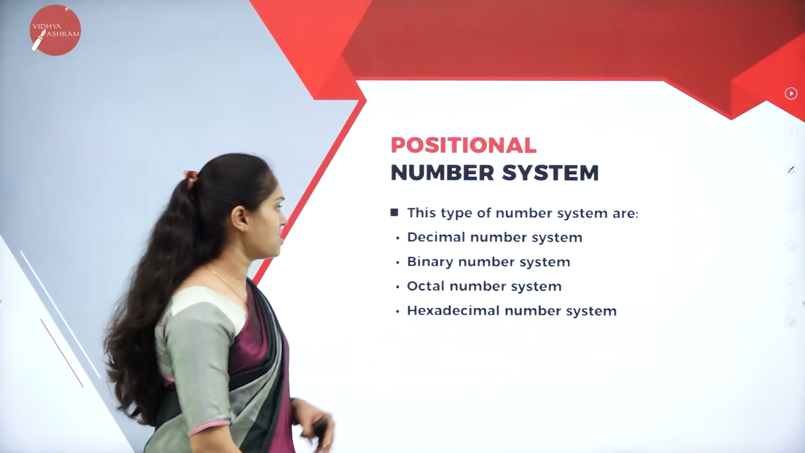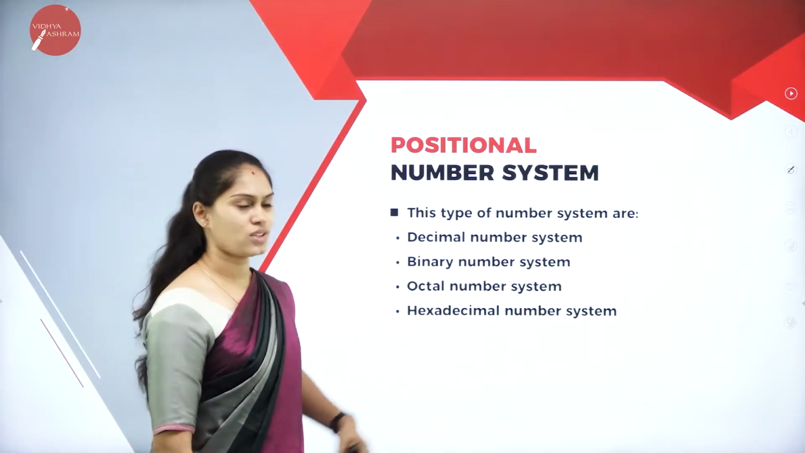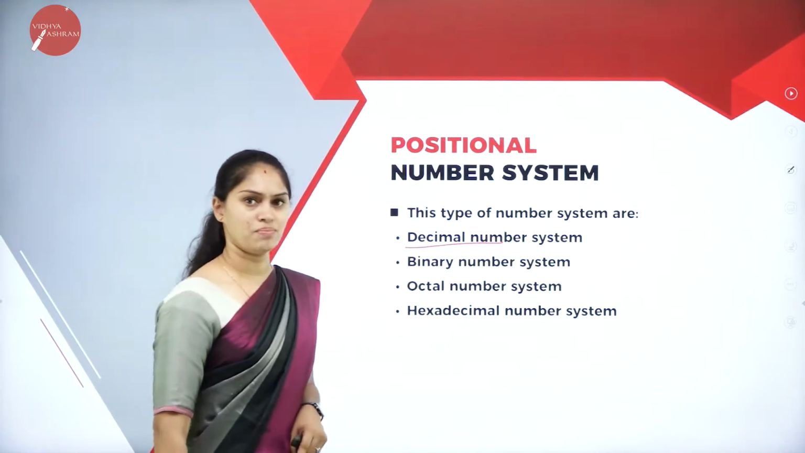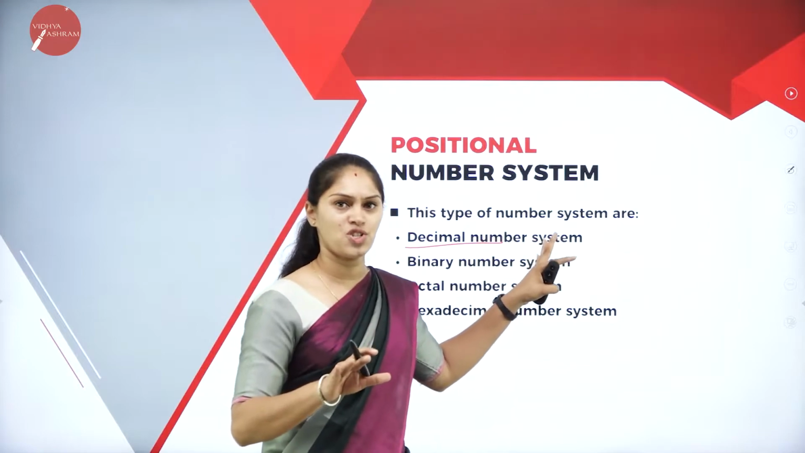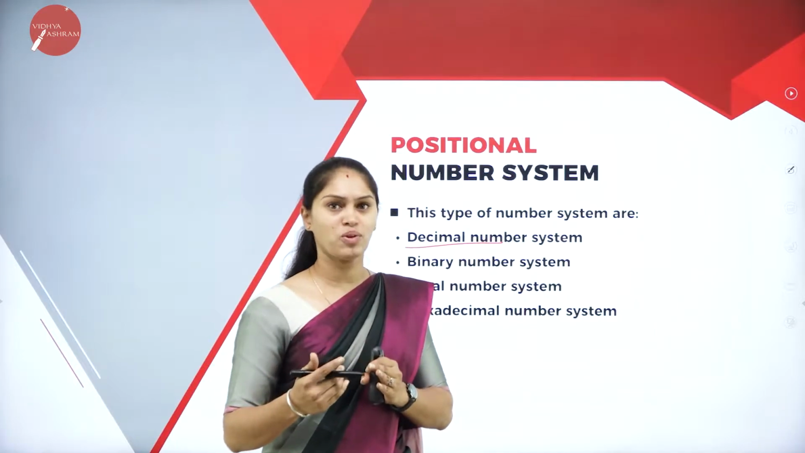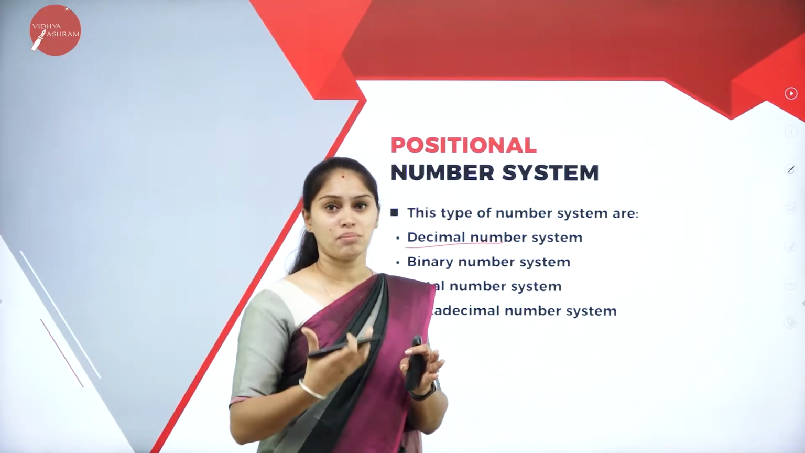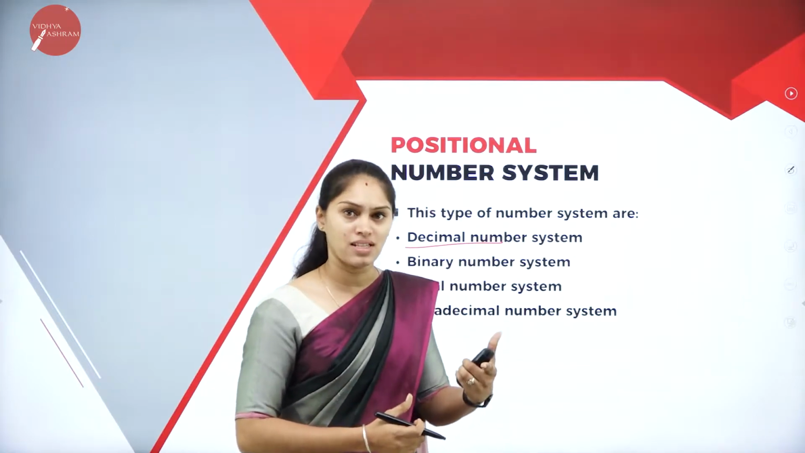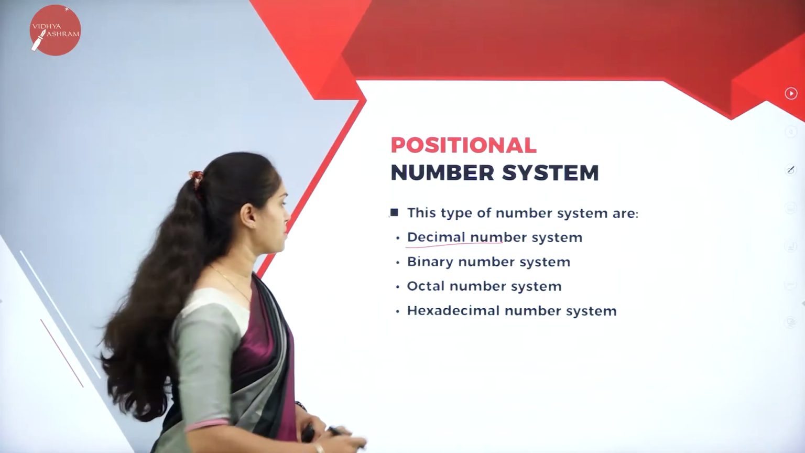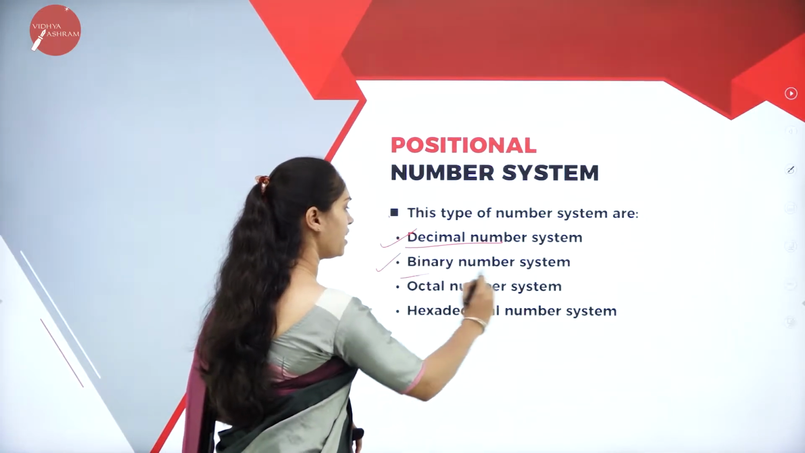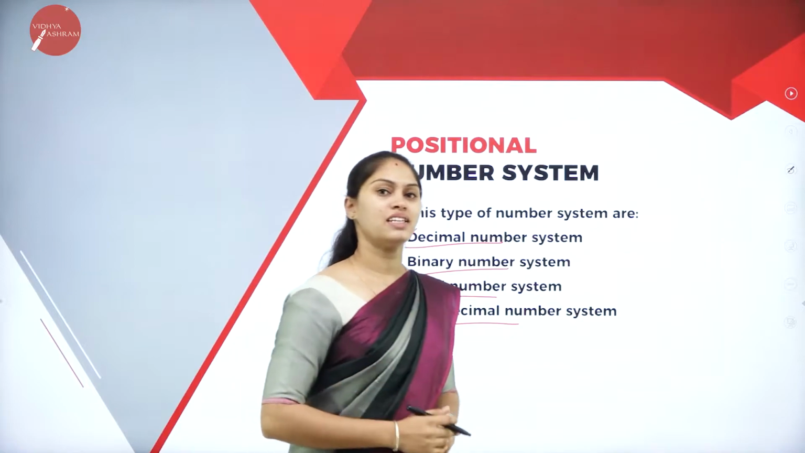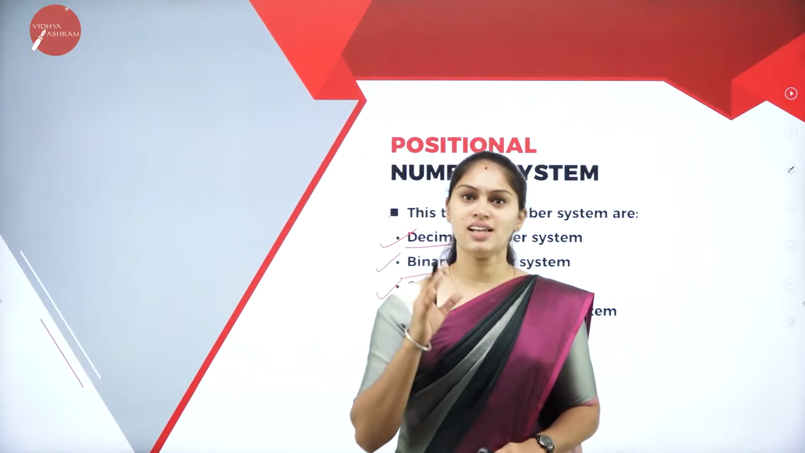The positional number system has several types. What does the positional number system consist of? Positional means it has weights, it has values, but in the non-positional number system there is no weight for the numbers. There we use only symbols, which comes under the Roman number system. In the positional number system, we have 4 types: decimal number system, binary number system, octal number system, and hexadecimal number system.